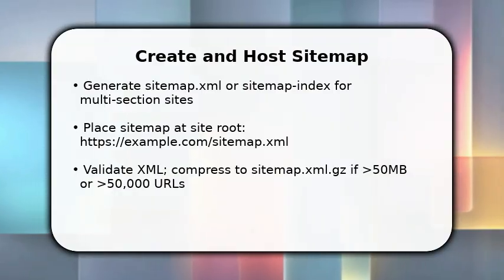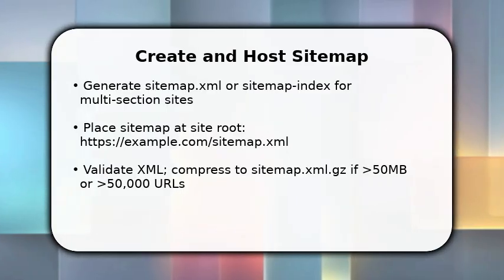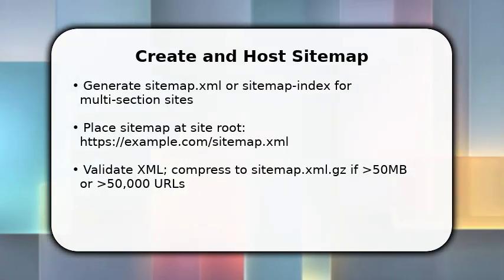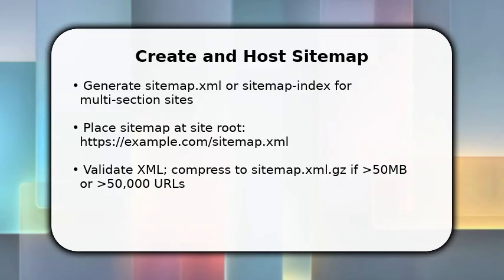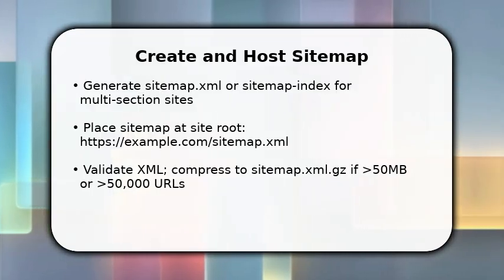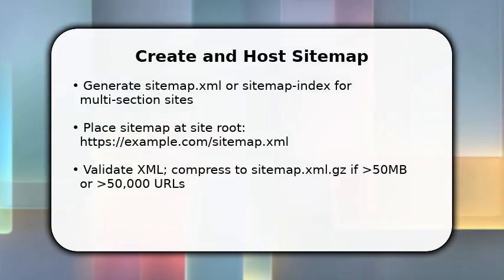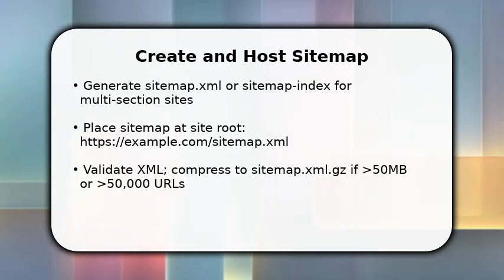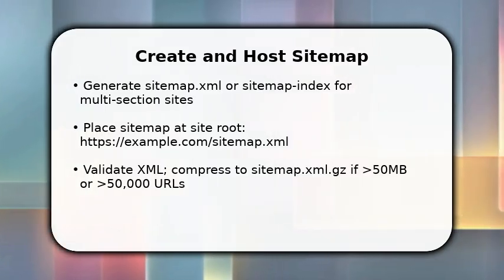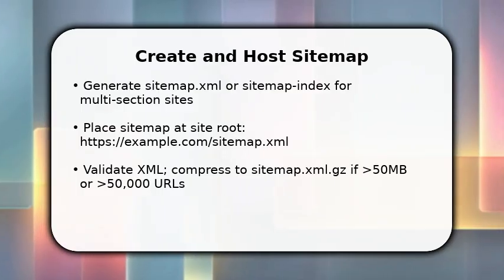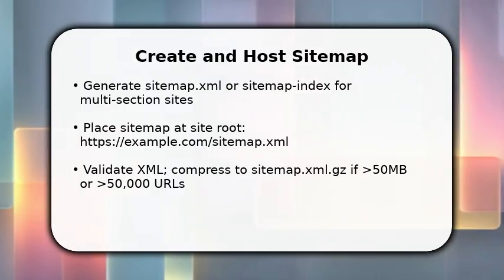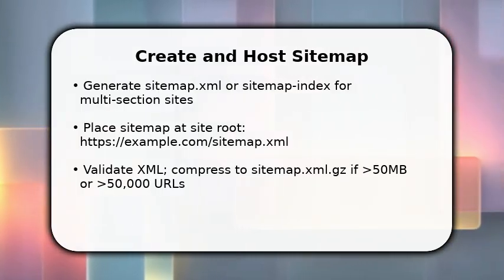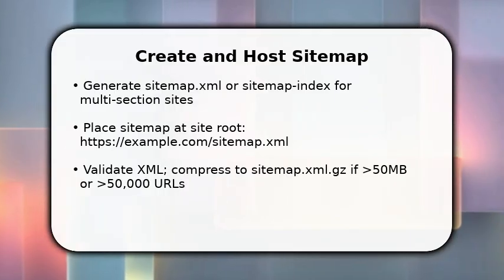You start by creating a standards-compliant sitemap.xml that lists your canonical URLs and metadata. Once done, upload it to the site root so search engines can find it at /sitemap.xml. Make sure to validate the XML for syntax errors and compress to sitemap.xml.gz if your file exceeds 50,000 URLs or 50 MB. This avoids ingestion failures.